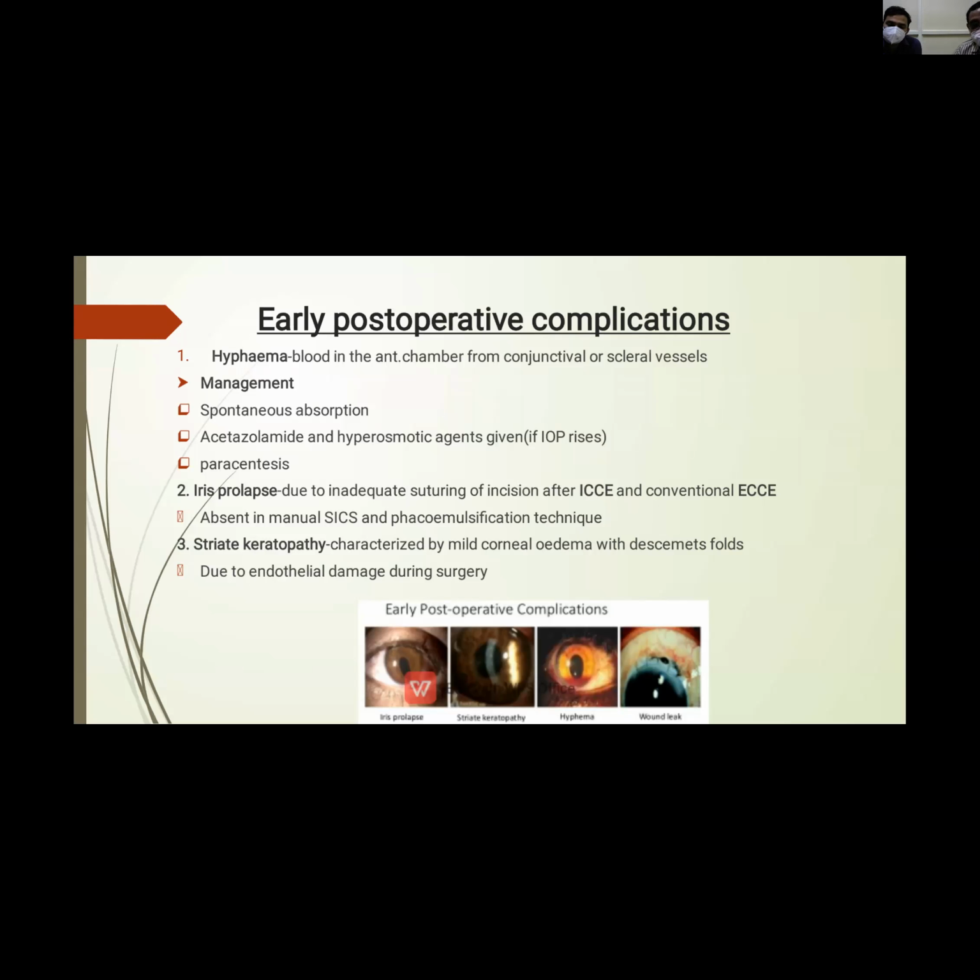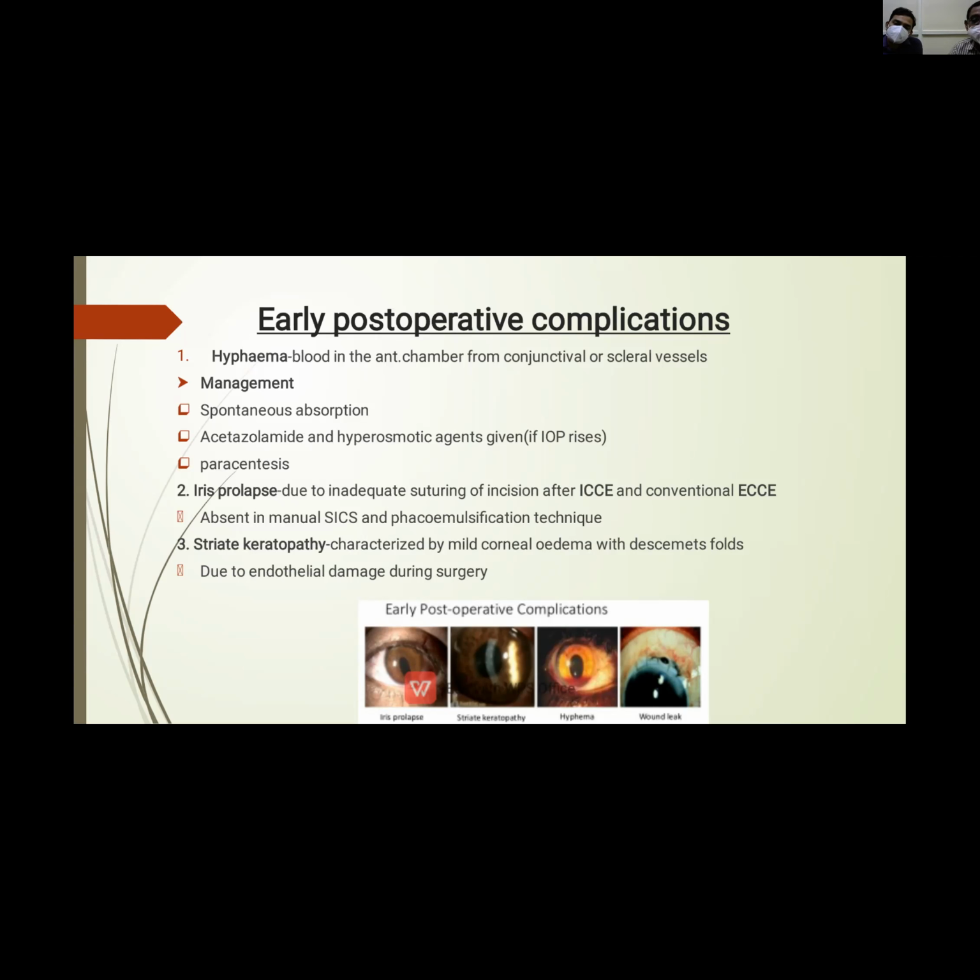If it is a small hyphema, you can leave it like that. If it is a moderate one, you give steroids and even cycloplegics in certain cases, and an antibiotic, anti-inflammatory, all these things. If it is a large one, and it is not getting absorbed after 48 hours, we do a paracentesis. So when you do a paracentesis, that also you should mention.